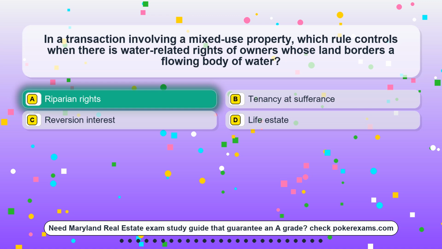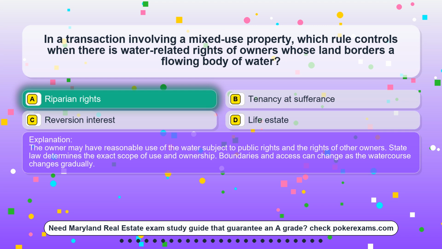The correct answer is option A, riparian rights. The owner may have reasonable use of the water subject to public rights and the rights of other owners. State law determines the exact scope of use and ownership. Boundaries and access can change as the watercourse changes gradually.